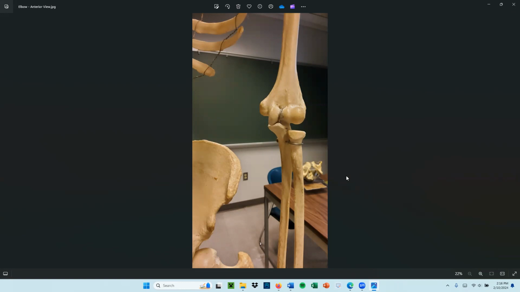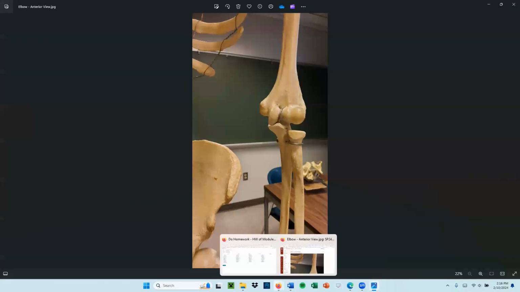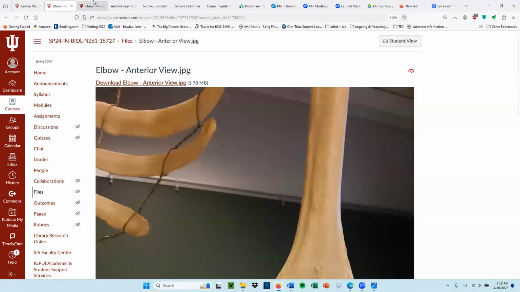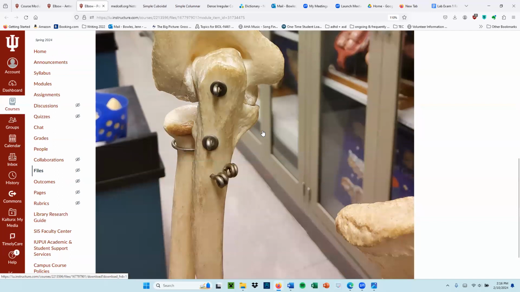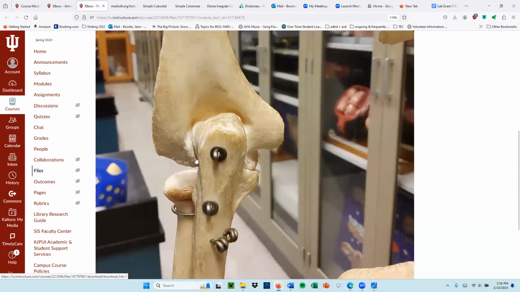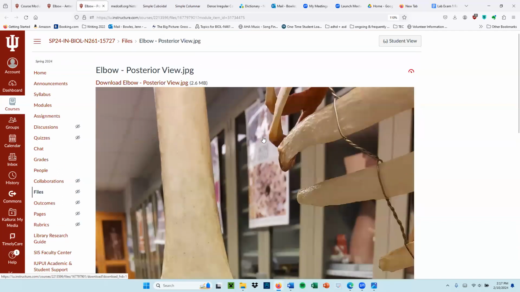So in this case, we have an anterior view. And the way I can tell is I look for that olecranon fossa. That is going to be a really huge fossa that is posterior. So if I don't see that, or if I don't see this olecranon process fitting into that fossa, that tells me we have to be in an anterior view.